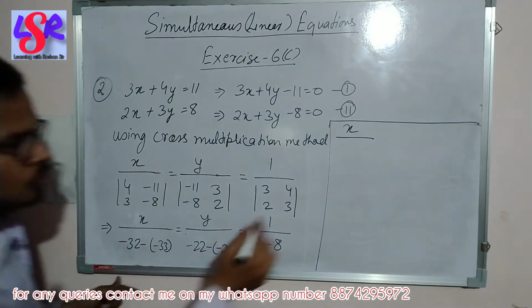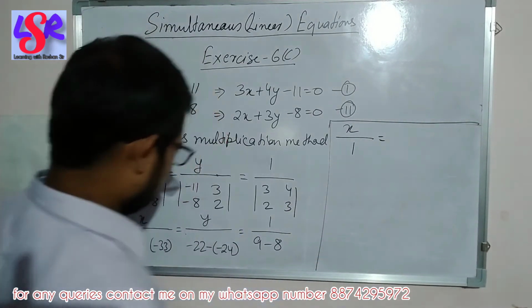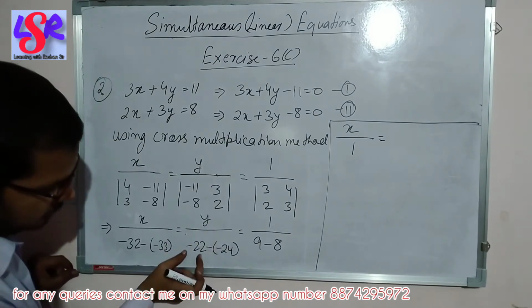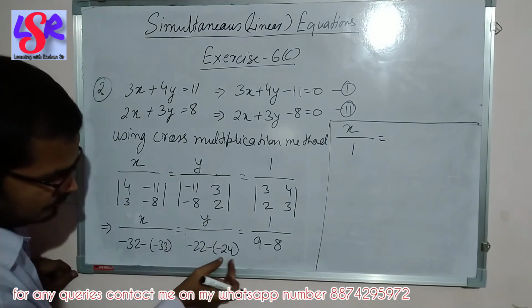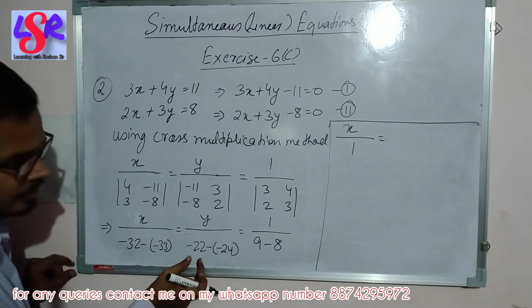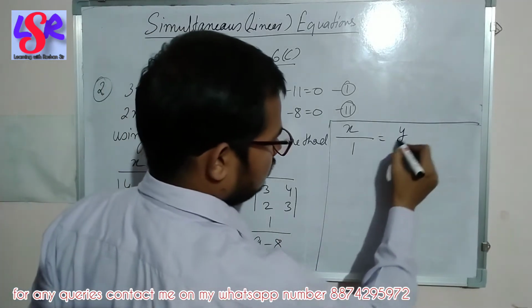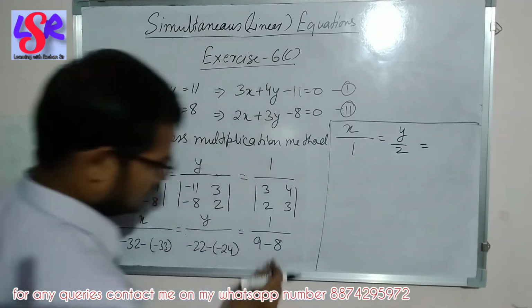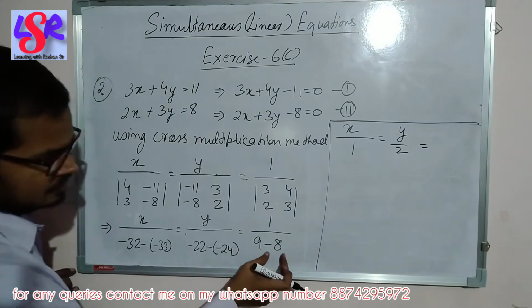So this will become 1 equals to y upon minus 22, and minus minus will become plus. So 24 minus 22 will become 2. So y upon 2 equals to 1. 9 minus 8, that is 1.